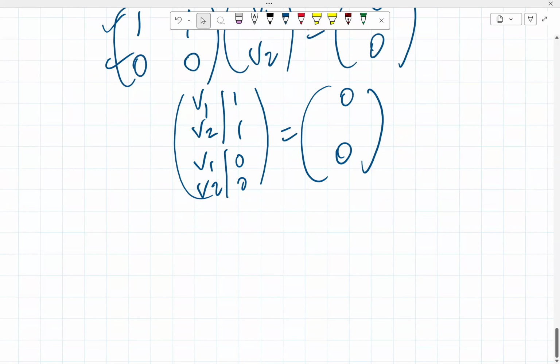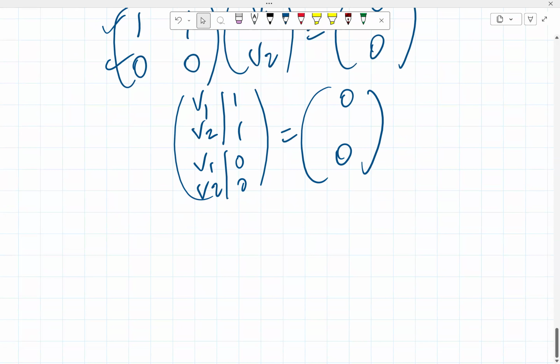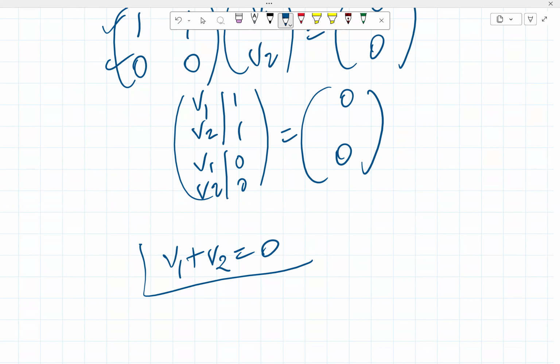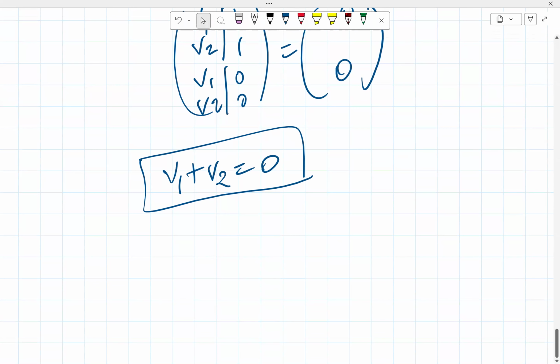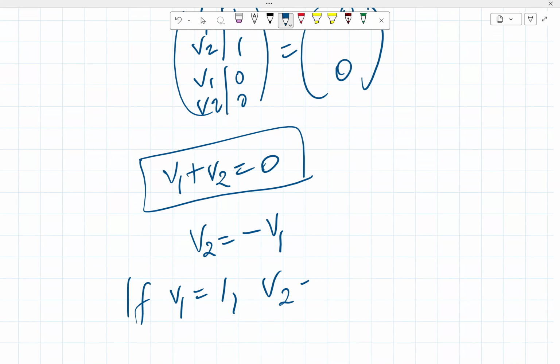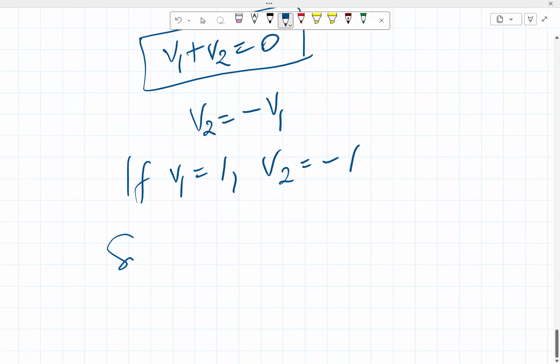So for the second row, there's nothing useful there. So this is V1 times 1, that's V1 plus V2 equals 0, and this whole thing just goes away. Here we have an equation with two variables, so we are going to have infinitely many solutions. But the easiest way to go is to say V2 is equal to minus V1. If V1 is equal to 1, then V2 will just be minus 1, so we simply have (V1, V2) equal to (1, minus 1).